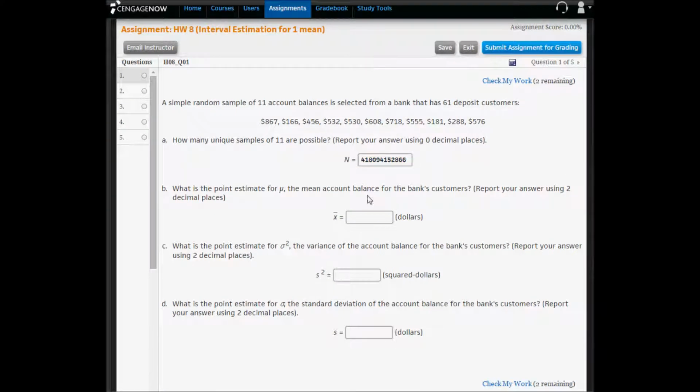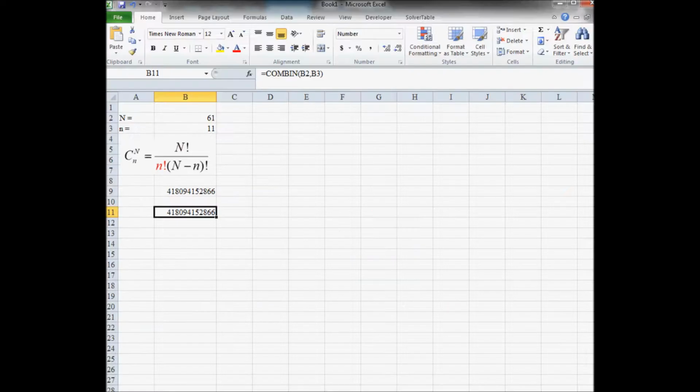Okay, the next problem is to calculate the sample mean. The sample mean is the point estimate of mu. And mu in this case is the mean account balance for the bank's customers. Mu is something we can't know. We can estimate it with X bar. X bar is the mean of a sample, in this case, a random sample. So we're going to copy the data up here and paste that into Excel.